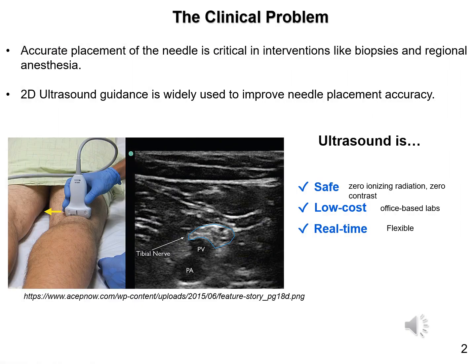Now, millions of clinical procedures, for example, nerve blocks and biopsies, involve percutaneous insertion of needles. During these procedures, it is important to keep track of the needle tip location so that it reaches the intended target and doesn't nick anything along the way. This is where image guidance comes in handy, and ultrasound is widely preferred because of its zero ionizing radiation, real-time manipulation capability, and wide availability.